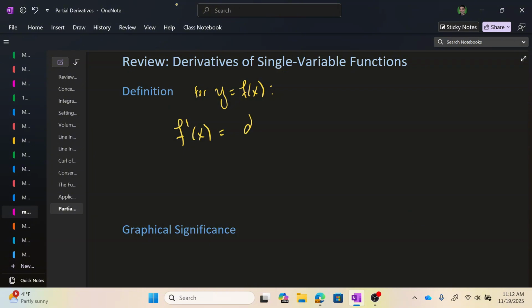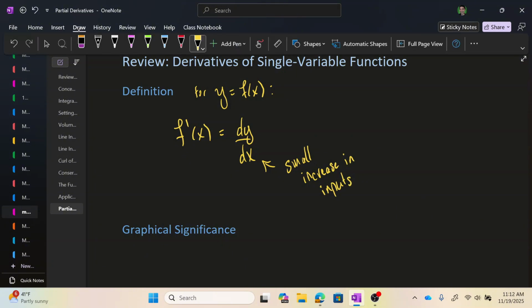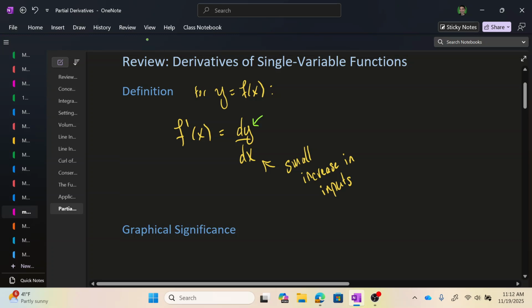We changed the input slightly using the symbolic notation dx. This represents an infinitesimally small increase in the input called x. And then we looked at the effect of that small increase of the input. What effect does that have on the outputs? And that resulting change in the outputs is the dy in the numerator of this expression.